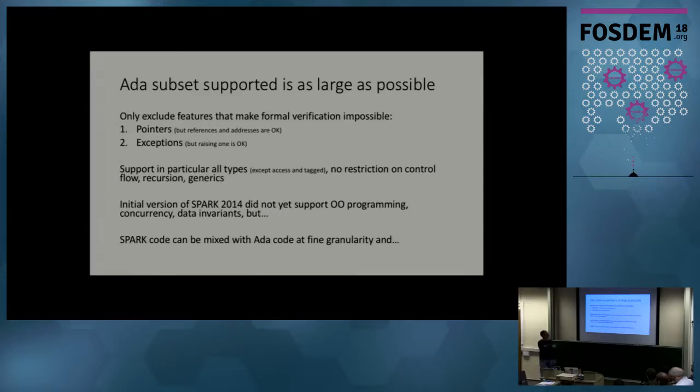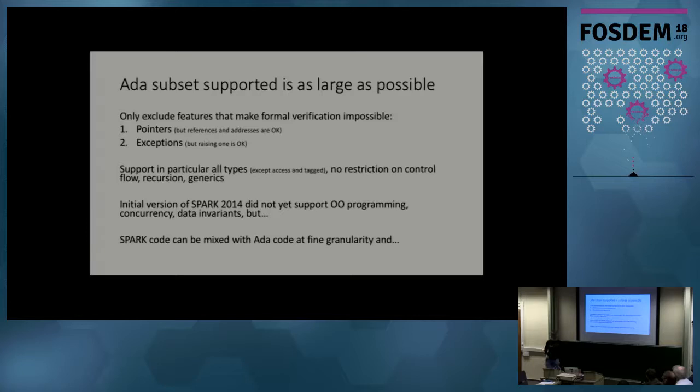So in particular, all types, discriminant types, types with dynamic bounds, anything goes. No restriction on control flow, so you can return from within a loop anywhere. You can have a complex hierarchy of packages. That's not our business; we know how to make sense of the code. This is a separate issue. Recursion, again, in many embedded situations you avoid recursion. In some non-embedded or others, you might. And that's OK, because we can make sense of it.